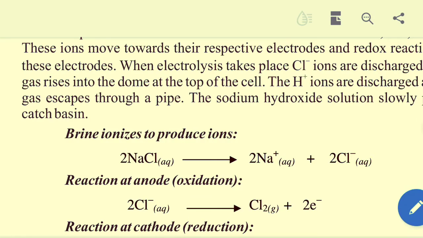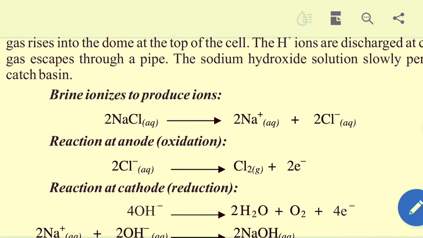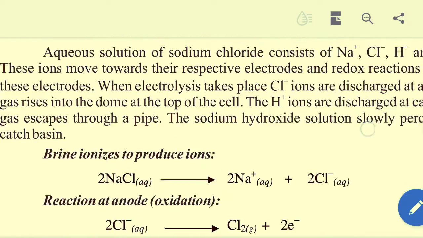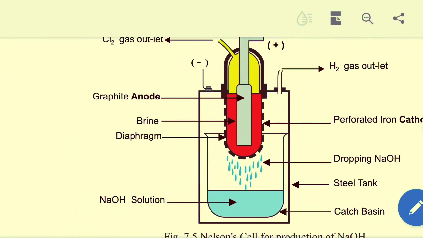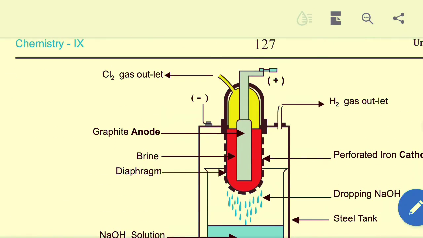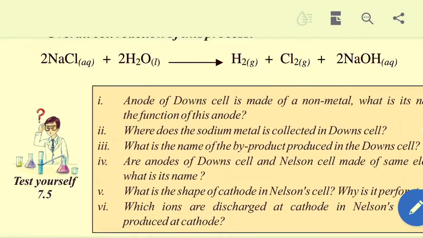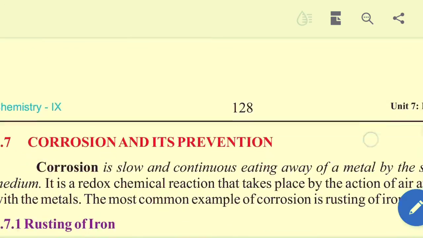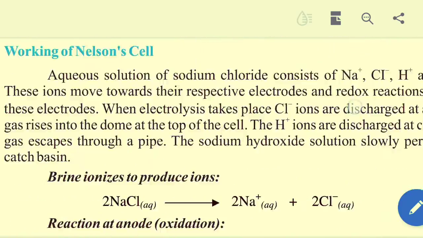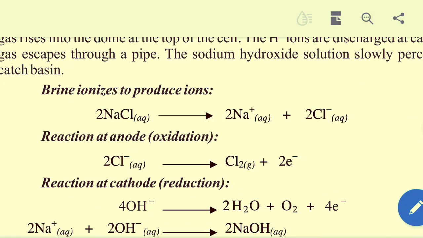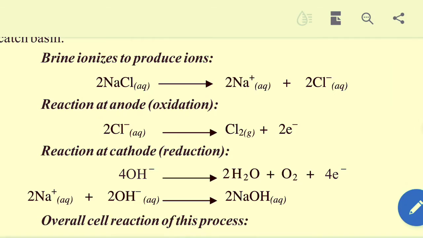Brine ionizes to form sodium and chloride ions. Chloride has a negative charge, so it will move towards the anode. And what is the anode? Graphite anode. Then, reaction at the anode: oxidation takes place at the anode. Chloride gives its electron and converts into chlorine gas.